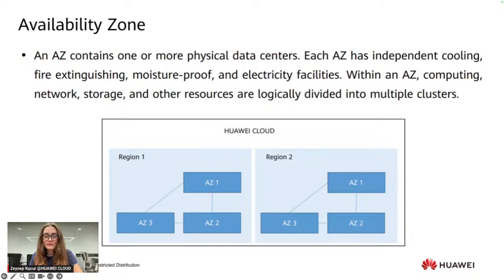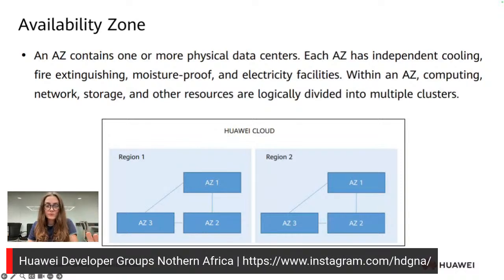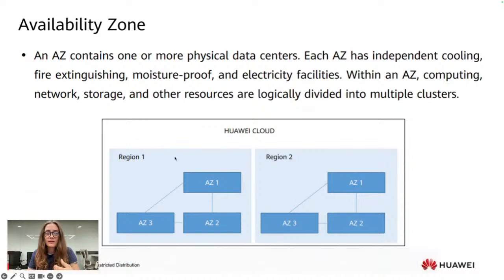If we come to the availability zone, or AZ, it has multiple physical data centers, and each one comes with its own cooling, fire safety, and power systems to ensure continuous operation. Within each AZ, resources like computing, network, and storage are grouped into clusters for better performance and reliability. And as we see here, AZs are inside the region. So you have one region, and inside the region, you can have multiple AZs, and it is better for having high availability.